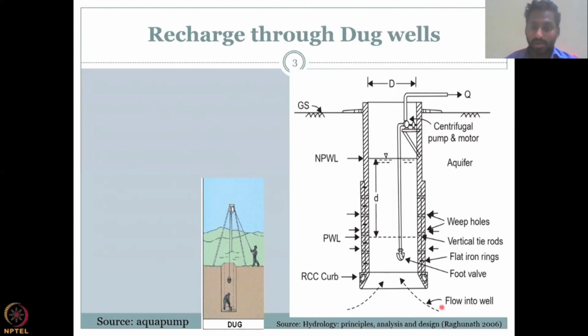So if you look at the diagram below, you could see that a man is digging the well with a spade or a small tool, and then a person on the top is just pulling the debris out, like the soil and the rocks. So it is mostly dug by humans, and a lot of these rural dug wells are made in this fashion.